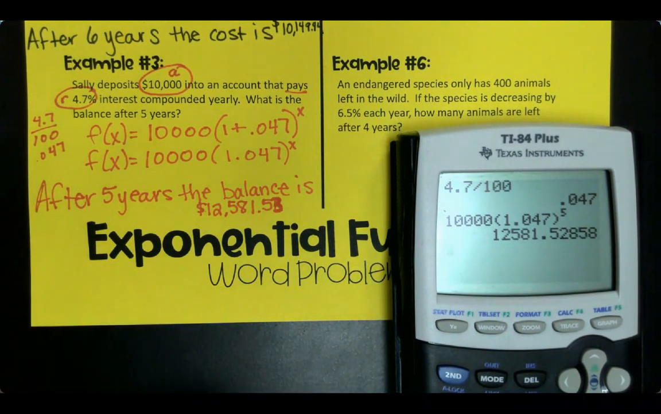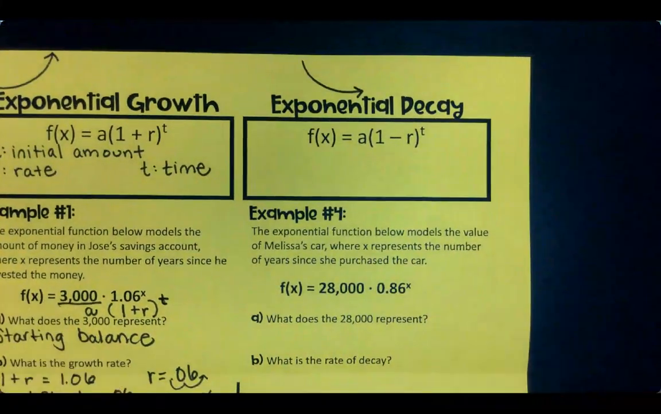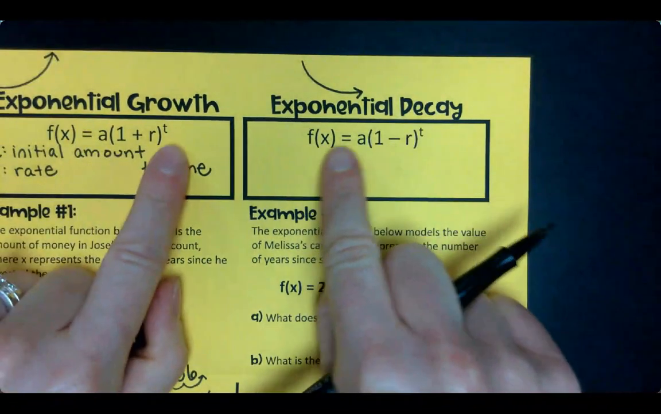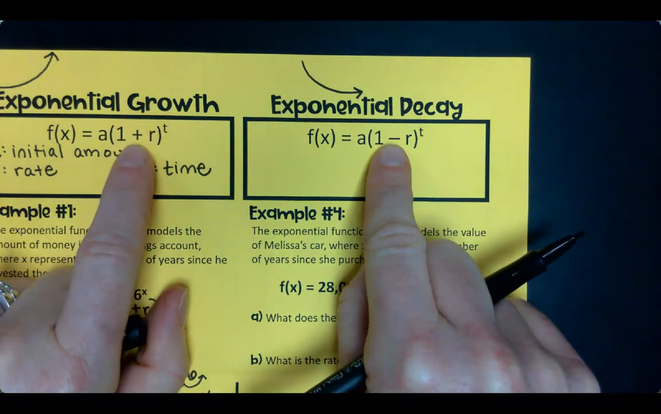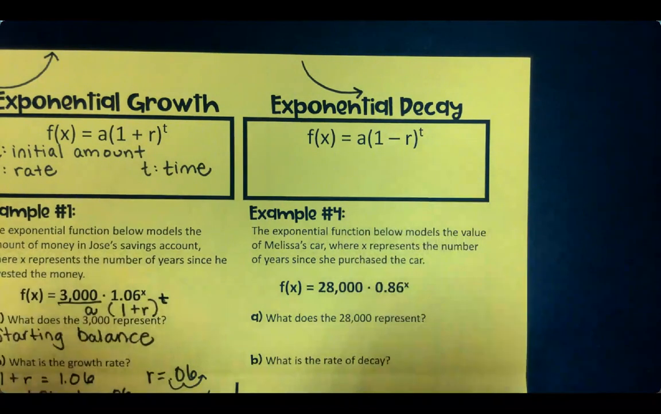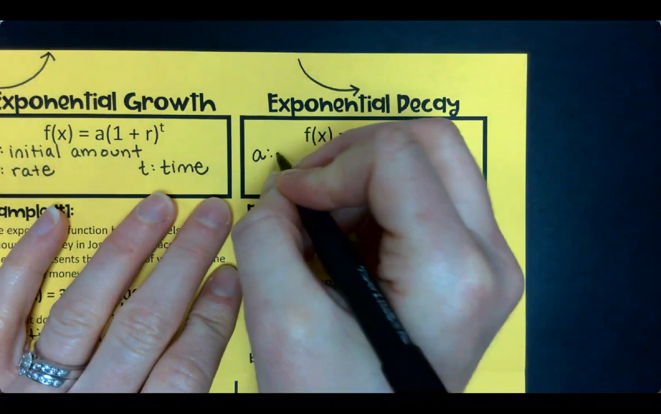All right, so let's do decay now. Decay means it's getting smaller. It's a decrease. We have a very similar equation. The difference is growth means you're adding, decay means you're subtracting. So A is the same thing, the initial amount.